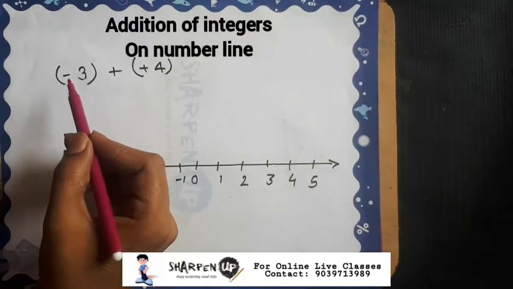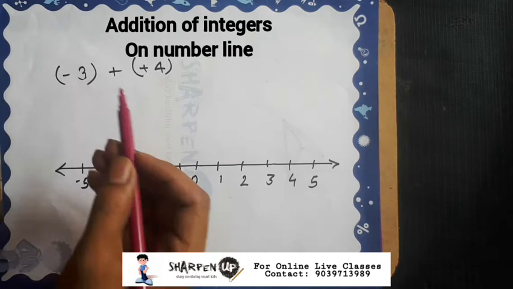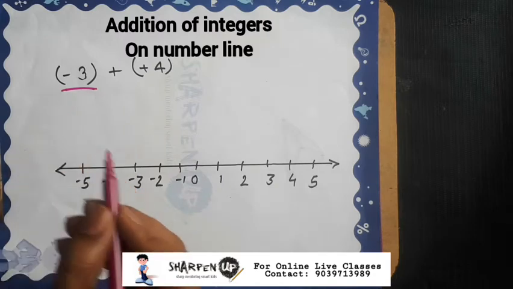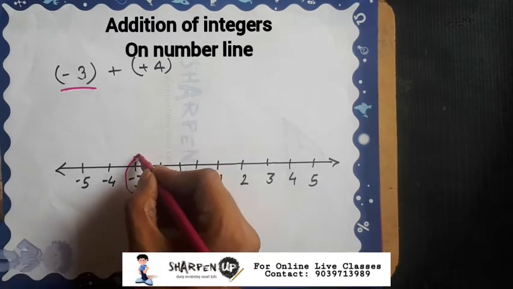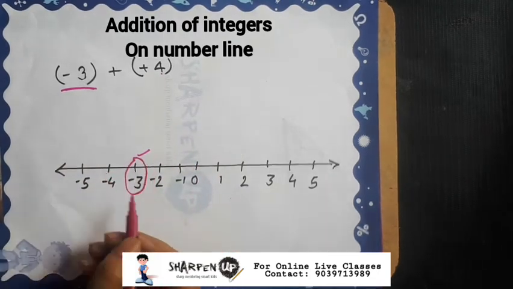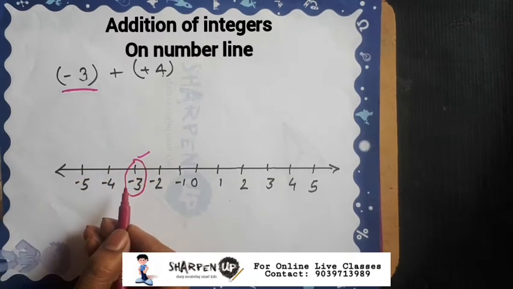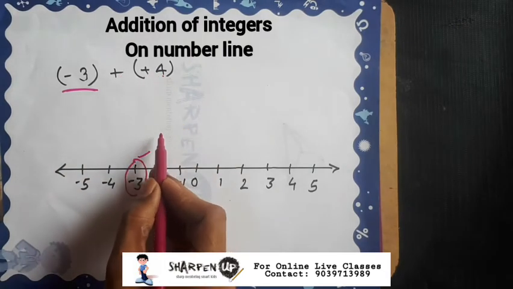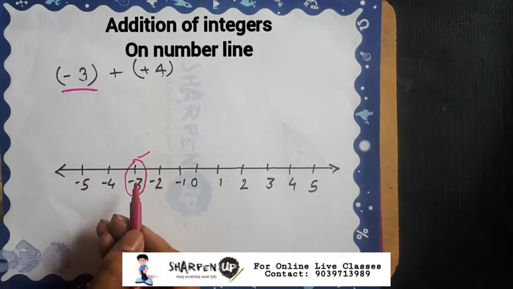Here we have two integers, minus 3 and plus 4, and we are adding plus 4 to minus 3. If I represent this on the number line, this number represents where we are. So we are on minus 3. Now we are adding plus 4. The question arises: which direction do we have to go, right or left? For this, always remember, whenever we add a positive integer, we go in the right direction, and whenever we add a negative integer, we go in the left direction.